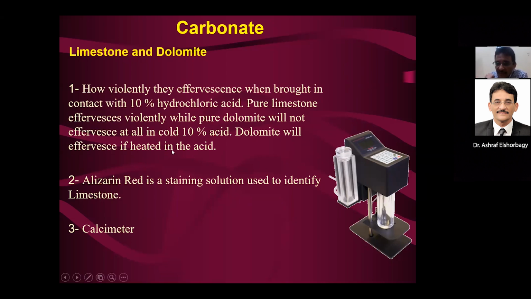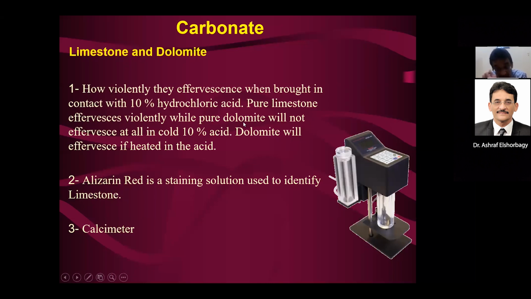If I take some cuttings from the dolomite, add some HCl 10%, and heat it in the porcelain or the reaction plate, we'll see the dolomite start to react with the HCl. That's the first one, differentiating by HCl 10%.